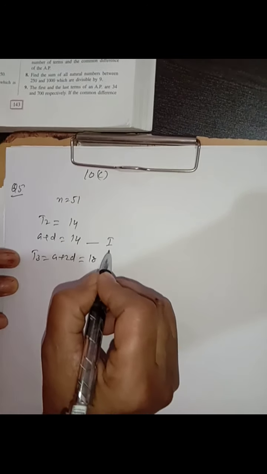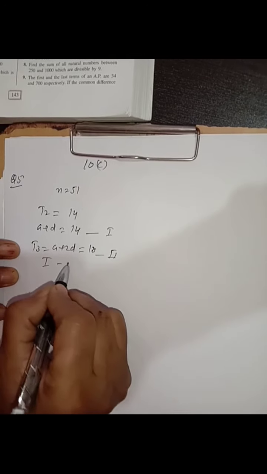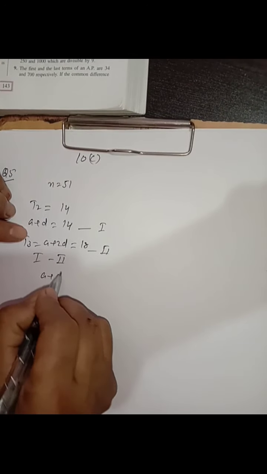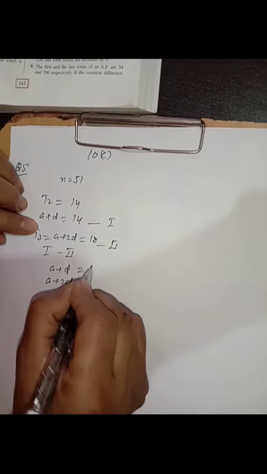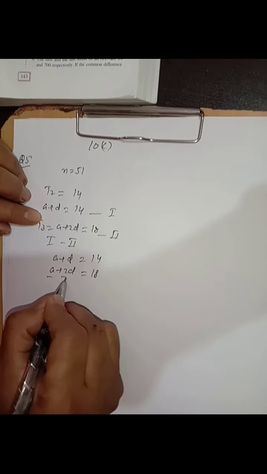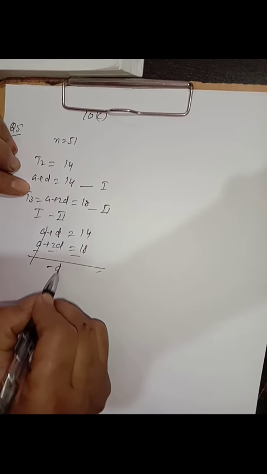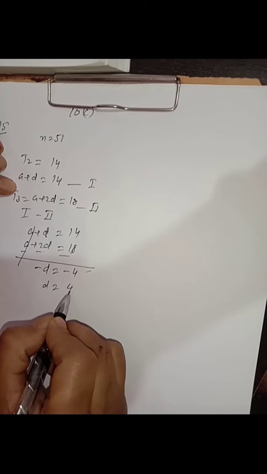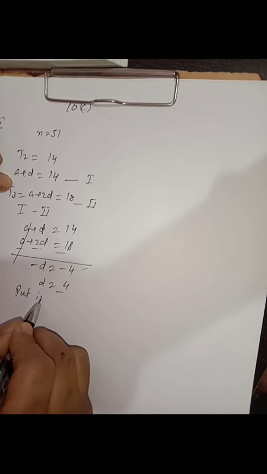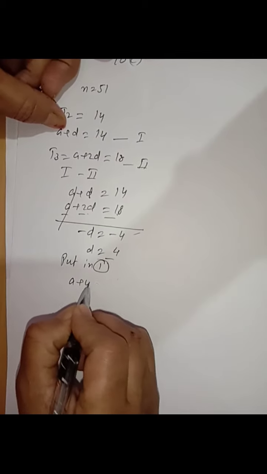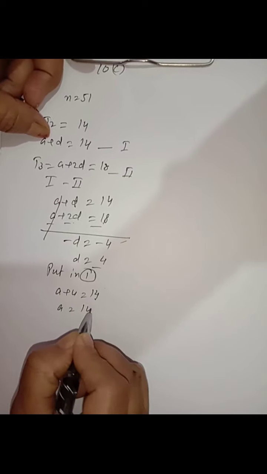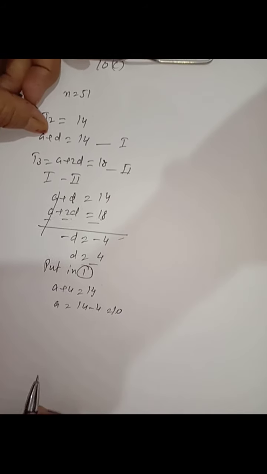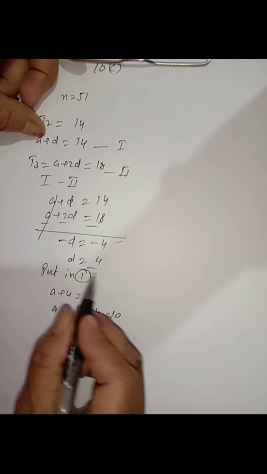Take this as first and this as second: a plus d is 14, a plus 2d is 18. Now by subtracting, change the sign, a cancels, d minus 2d is minus d, 14 minus 18 is minus 4, so d is equal to 4. Now put it in the first equation: a plus 4 is equal to 14, so a is 14 minus 4, which is 10.